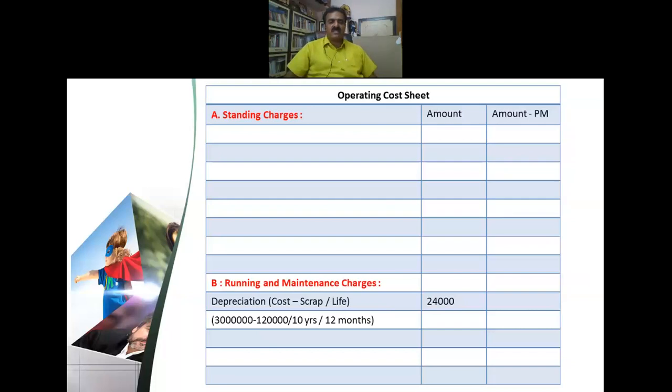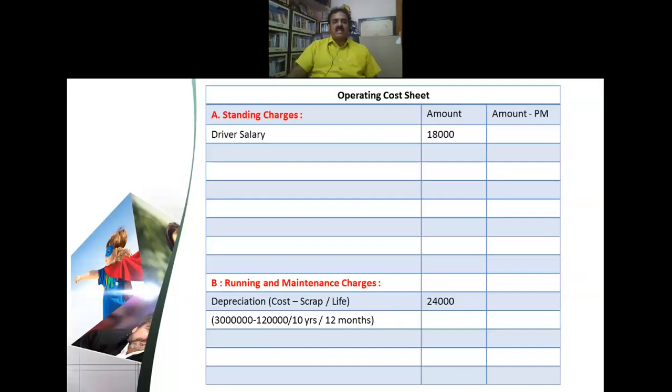Therefore, cost minus scrap divided by life is the formula for calculation of depreciation. So 30 lakhs minus 1,20,000 comes to 28,80,000, and divided by the life of the asset, which is 10 years, that comes to 2,88,000. Divided by 12 comes to 24,000. So this is how we need to calculate the depreciation per month.